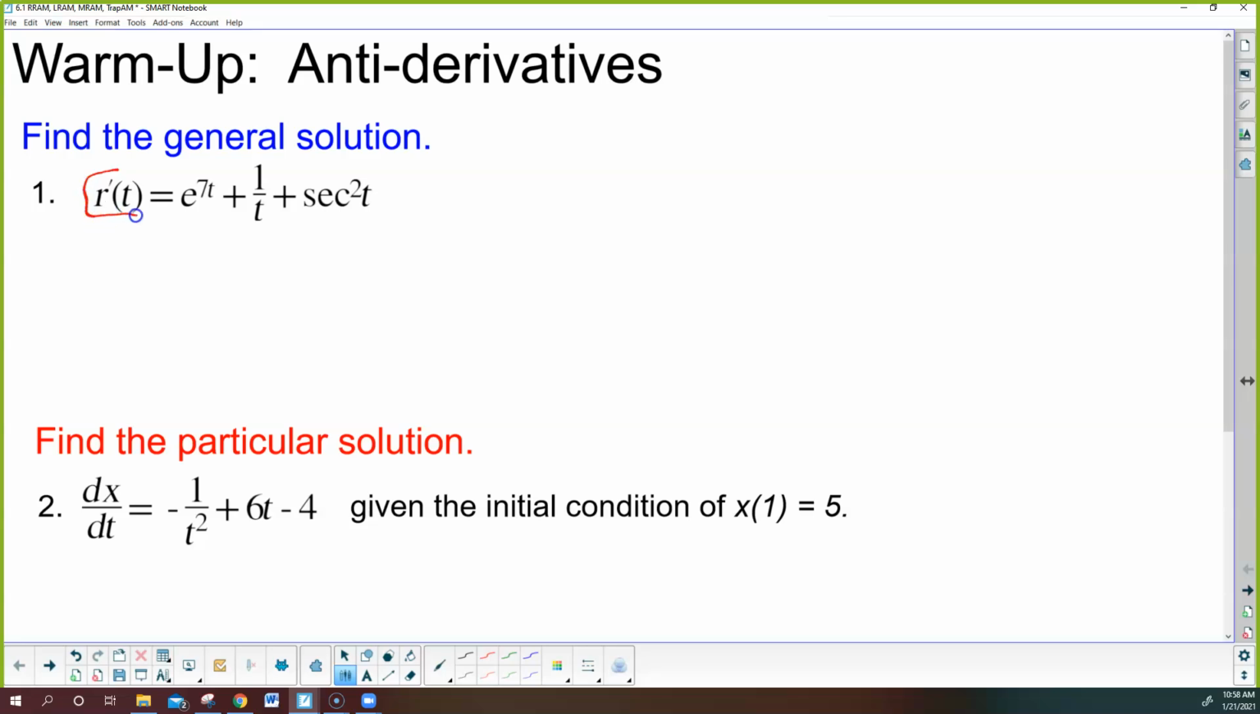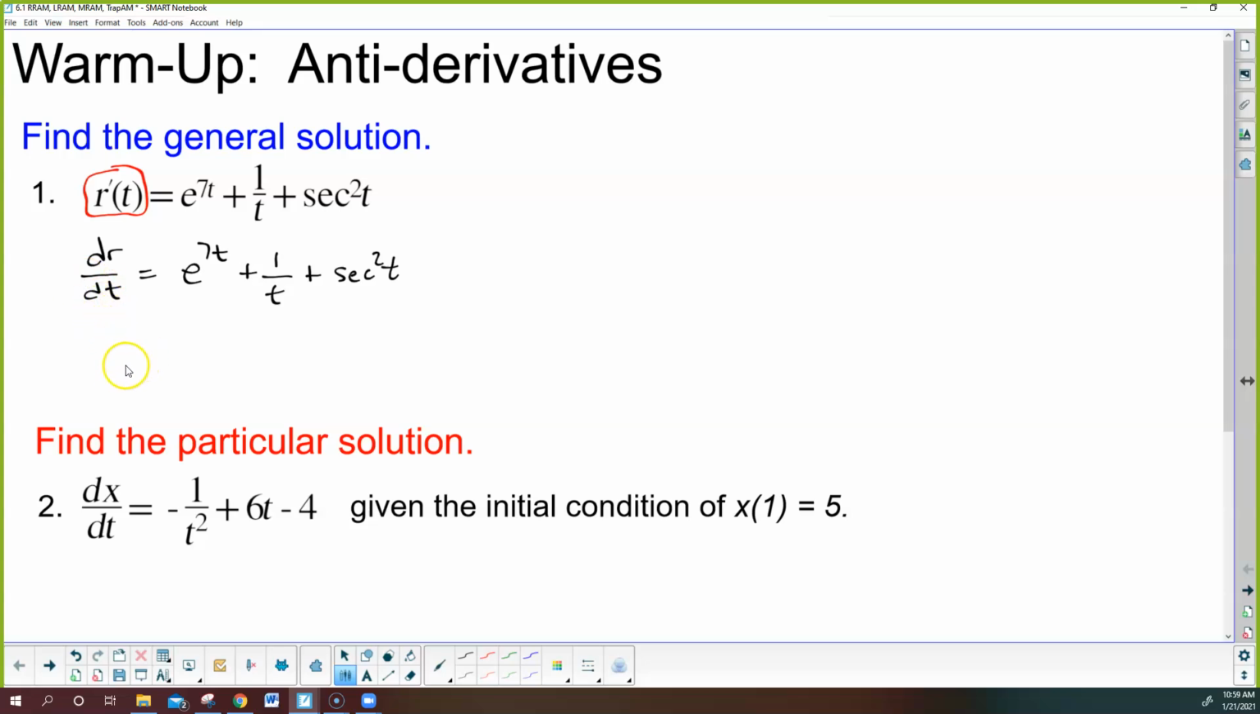Notice here I put r prime. Well, wait a minute. R prime of t, isn't that the same as dr dt? And the answer is yes. So sometimes I do that to trick you guys. Sometimes we do that just so you guys can think about it.